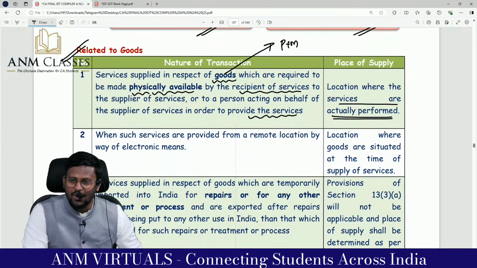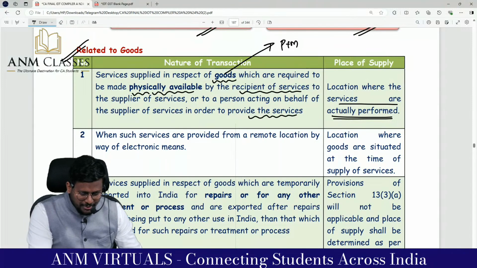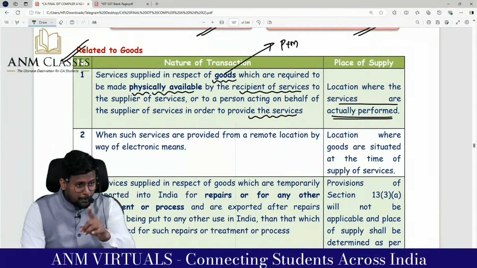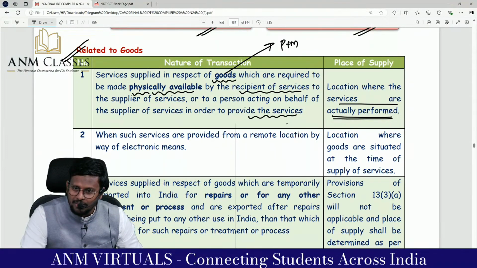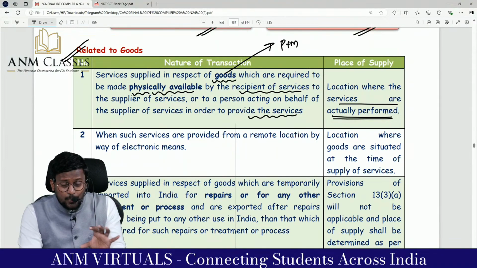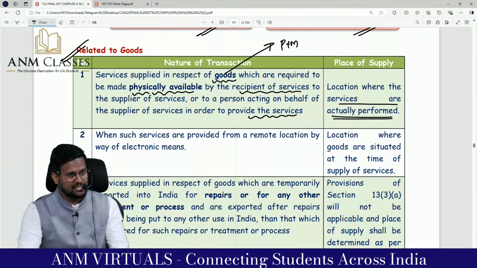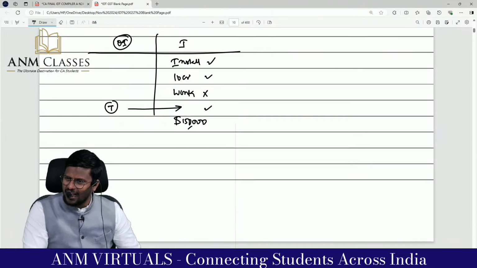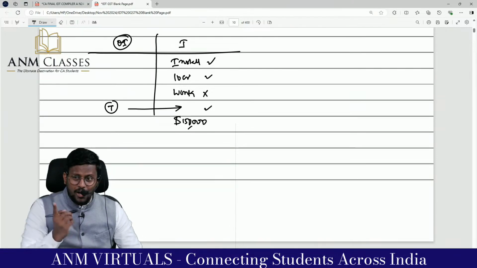Service supplied in respect of what? Goods. Is plant and machinery goods? Which are required to be made physically available by the recipient of service to the supplier of service or to a person acting on behalf of the supplier in order to provide the service. Then where was the service consumed? India. Location where the services are actually performed. Right? So the place of supply is India. Because you have imported a service. Yes sir, you have imported.